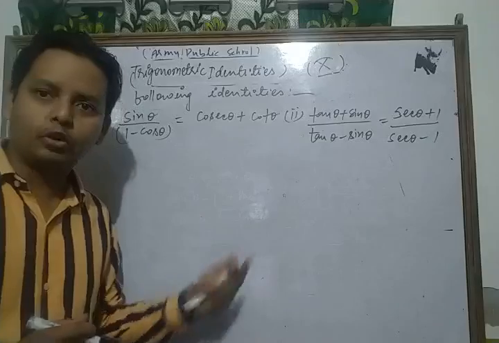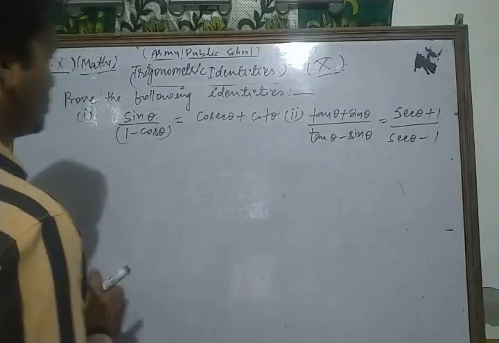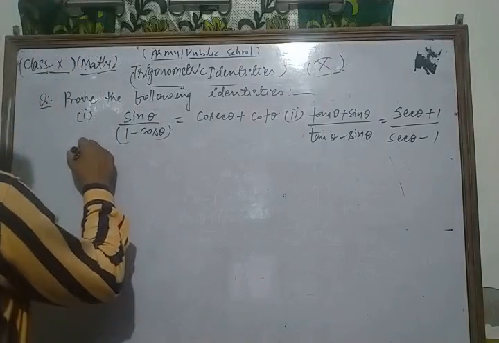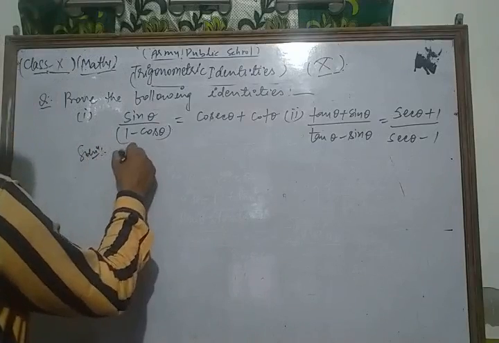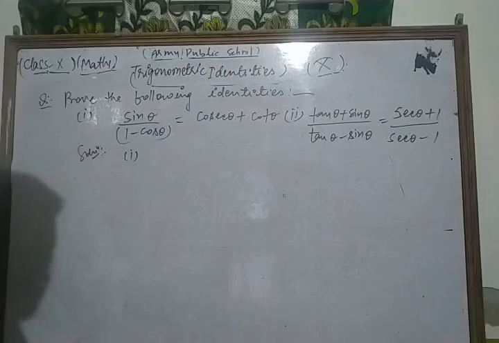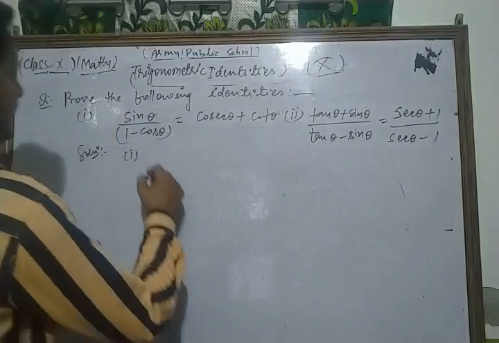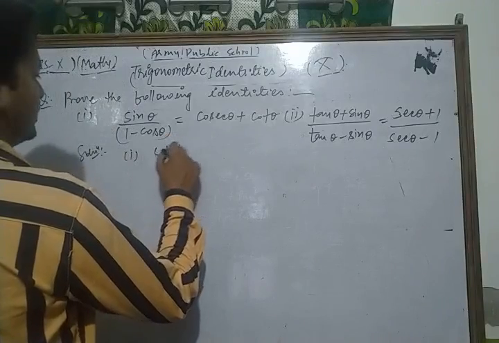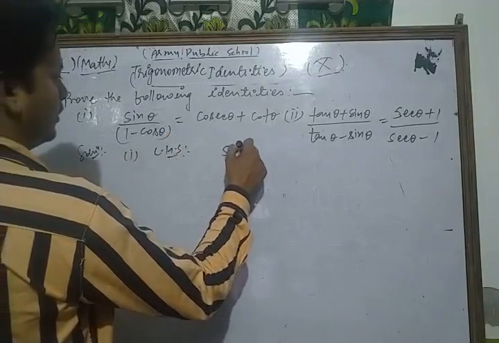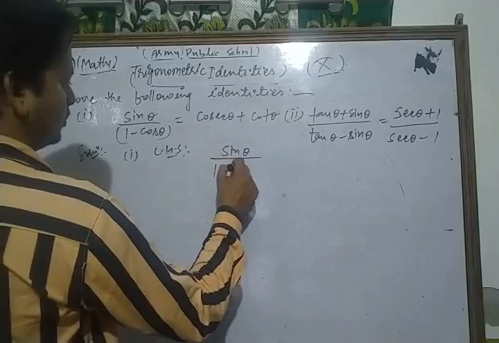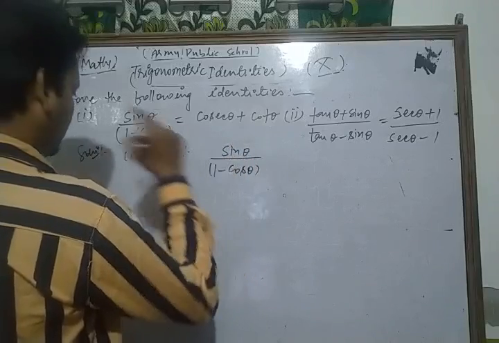So there are two very important algebraic identities. Now let's see its solution, dear friends. So first of all, we take and solve the first part of this question, and for first part of that we take left hand side. So we take left hand side, which is what? Sin theta upon 1 minus cos theta.